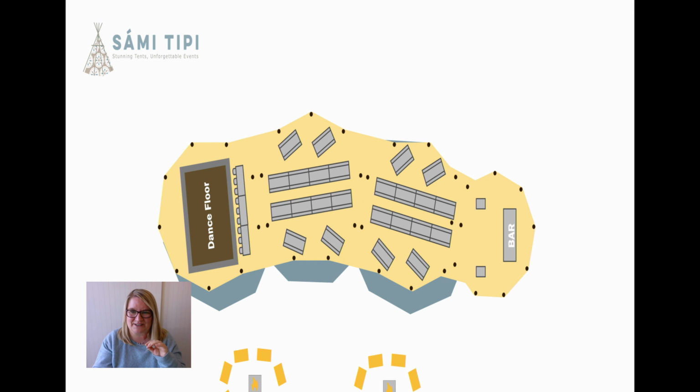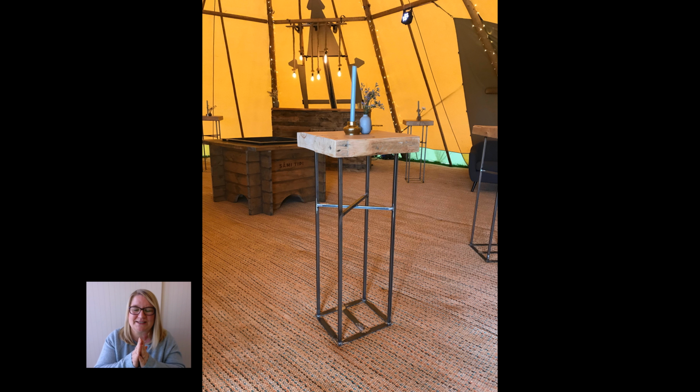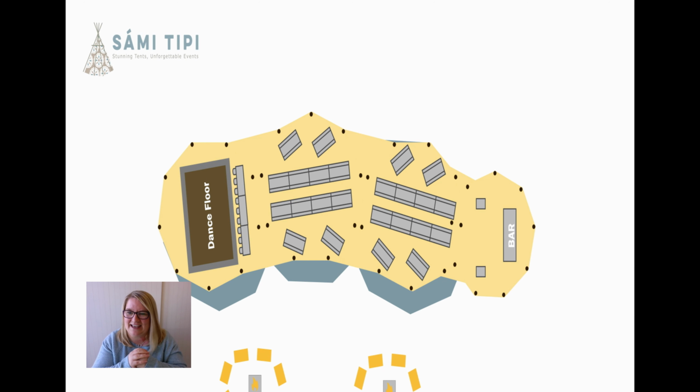So in the chill out TP, the reason I've not put a fire pit in there is the focal point for this is going to be drinking. It's going to be the bar area. So we need to ensure we've got space for your suppliers to be able to get behind the bar and service the bar for you. And then I've put a couple of tall poser tables in there, so you've got spaces for people to wait, hang, have a drink, have a little bit of a chat. But ultimately that is your drinking zone, that magic 3rd D.